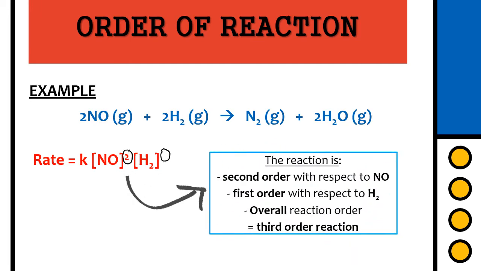So here, the reaction is second order with respect to NO because we have concentration of NO to the power of 2, and first order with respect to H2, because you have power of 1 here. So the overall reaction order will be third order. Make sure you understand this part clearly. Also understand that the rate law is not affected by the balanced chemical equation up here. So now let's take a look at the next slide.